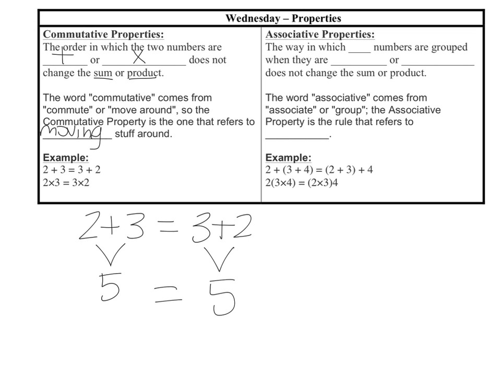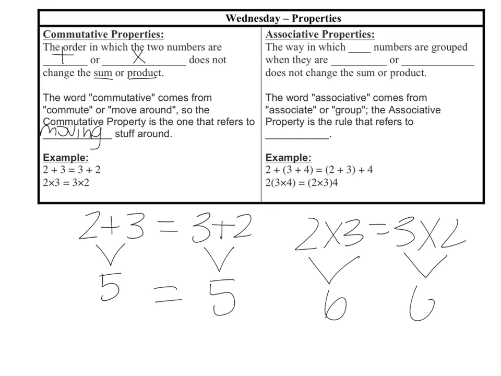Same goes for the multiplication, commutative property of multiplication. 2 times 3 should equal, if I move them around, 3 times 2, the same thing. 2 times 3 is 6, and 3 times 2 is also 6.